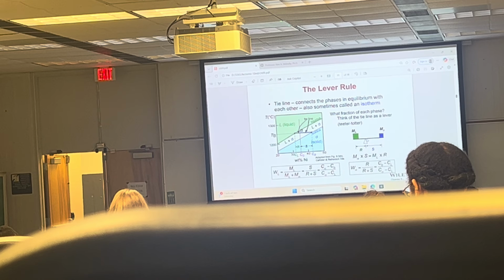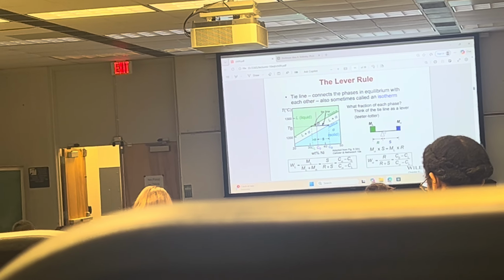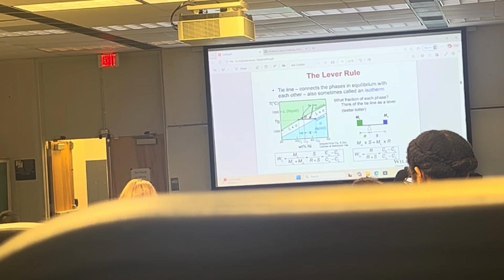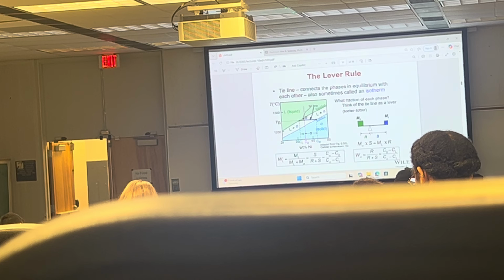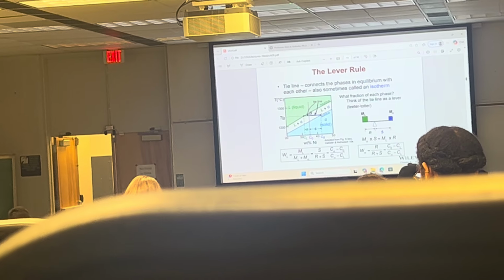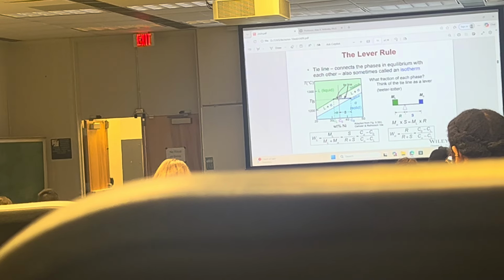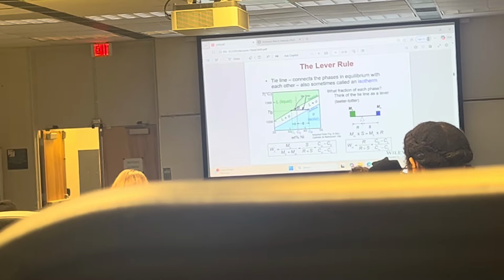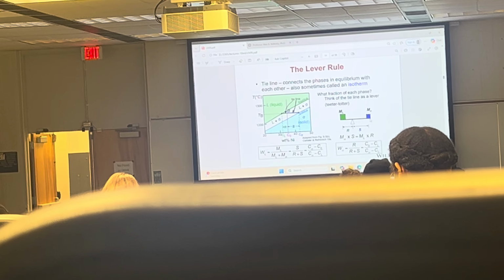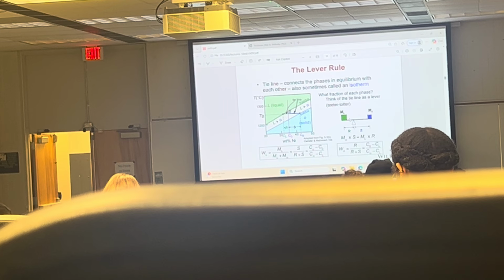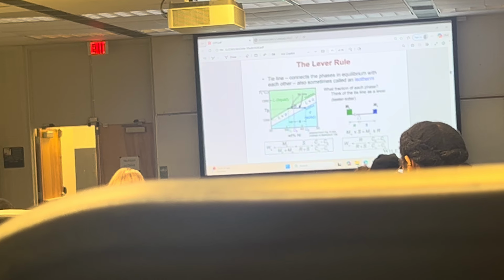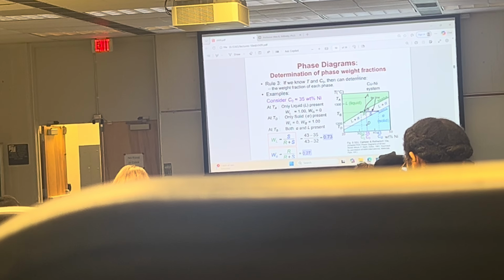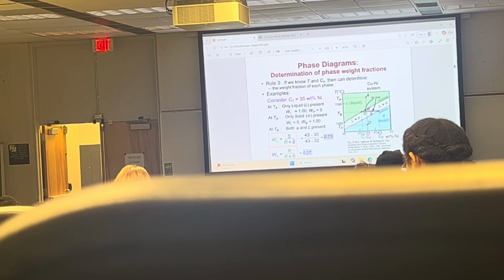And I don't care how you remember it. Like if you say it's the opposite lever, because it is S divided by R plus S. But formally, it's equal to C_alpha minus C_0, which is that, and that's the length of S right here, divided by the whole thing, which is C_alpha minus C_L, or the whole lever. And you're taking a fraction. And that's how you determine, based on rule number 3, the weight fraction. And the weight fraction is how much liquid you have, how much solid you have. Capiche?